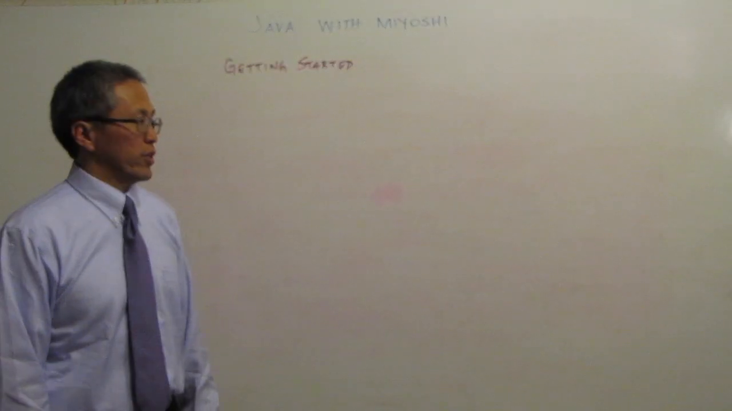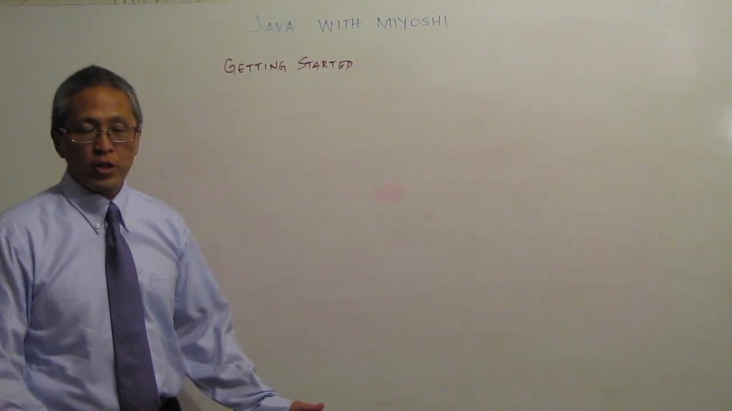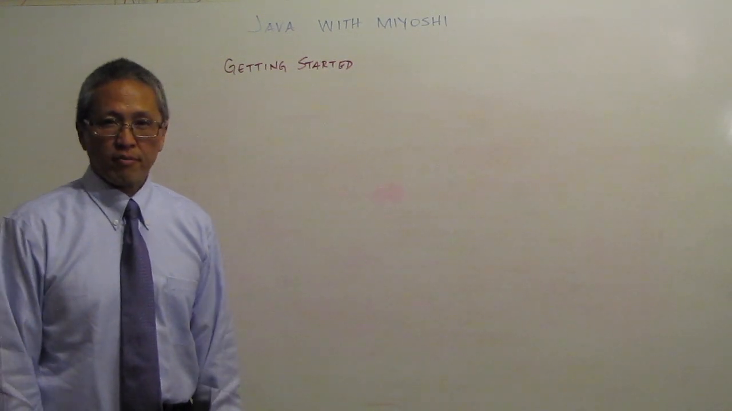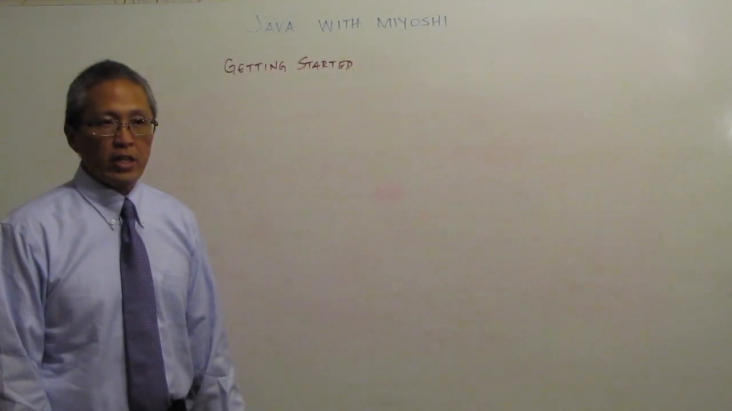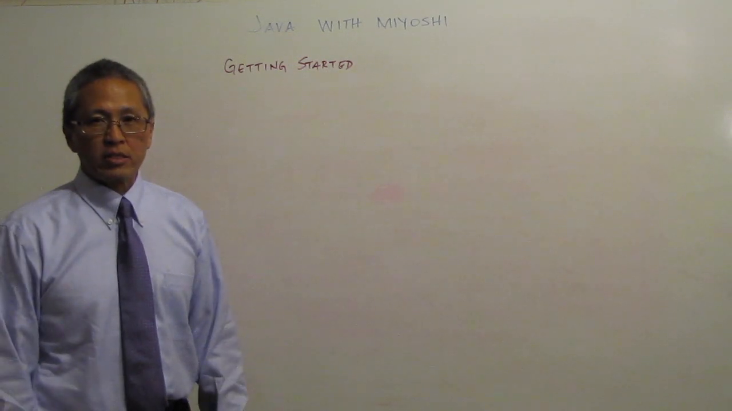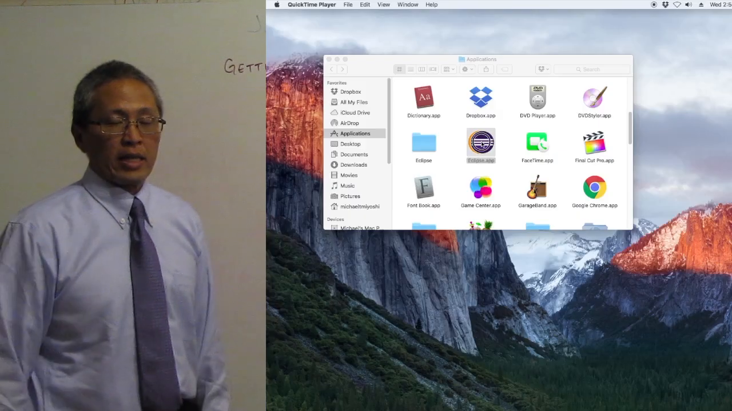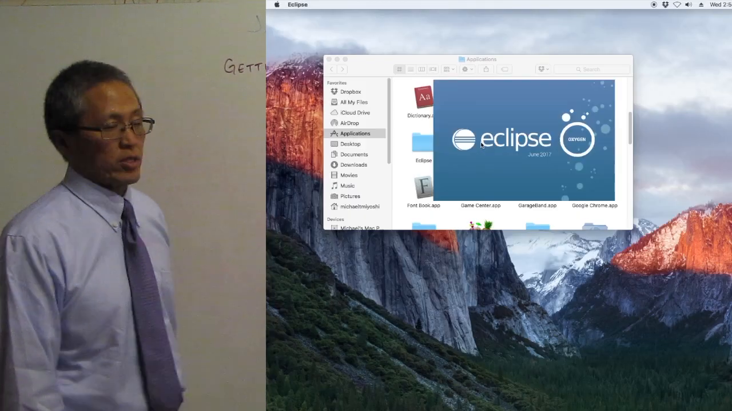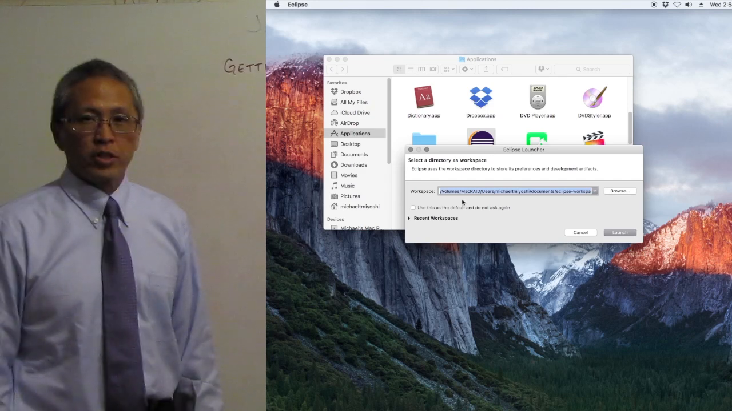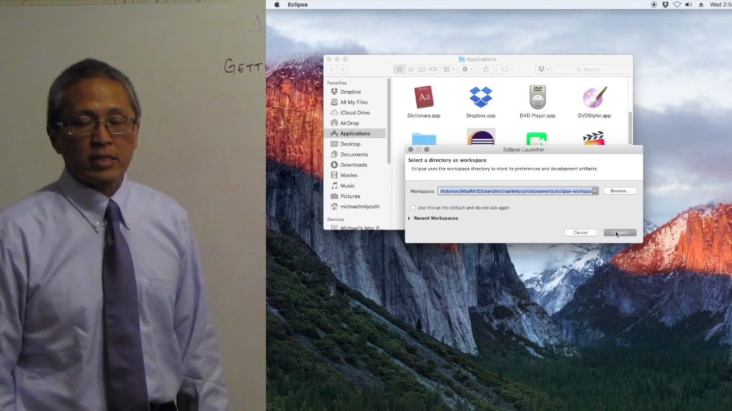So the first thing you want to do, whether you're using Windows or Linux or iOS, is browse to where your application is loaded, then double click on Eclipse and let it load up. Once you do that, you can let it use the default location, or you can choose the location where you want your projects to be.